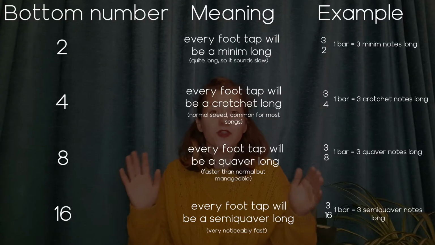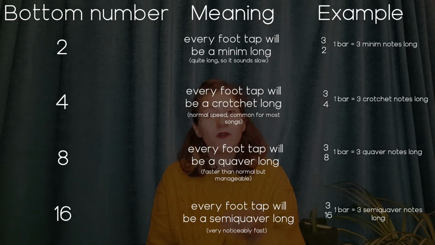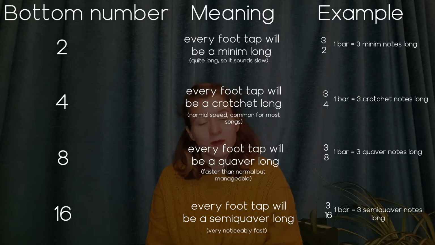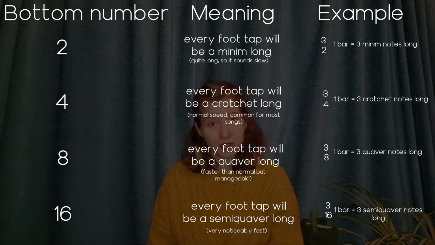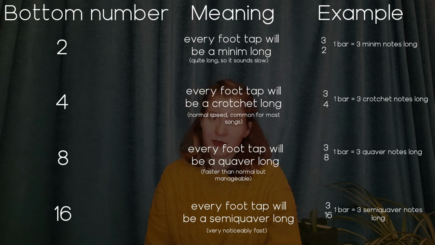Now, not anything can be a bottom number. I'm going to put a chart here to tell you what notes you can put on the bottom and what they mean. So if you have a 2 on the bottom, that means minim notes. So 2 over 2 would be 2 minim notes per bar. If you have 3 on the bottom, it doesn't exist. If you have 4 on the bottom, that means crotchet notes. If you have 8 on the bottom, that means quaver notes. And if you have 16 on the bottom, it means semiquaver notes.